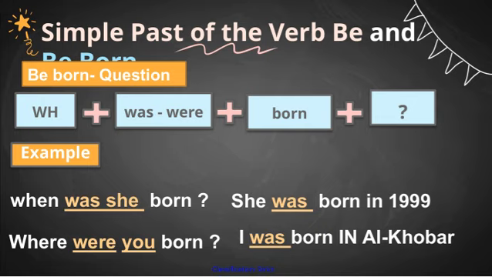This slide emphasizes the difference between statements and questions about birth. For instance, I was born in Al-Khobar is a statement, while where were you born is a question. Also, note that be born is used in question form to ask about the place or time of someone's birth. Understanding how to form these questions correctly helps us gather important information about people's backgrounds. This ties into the overall theme of discussing past events and how we express them in English. It's a fundamental part of talking about our personal histories.